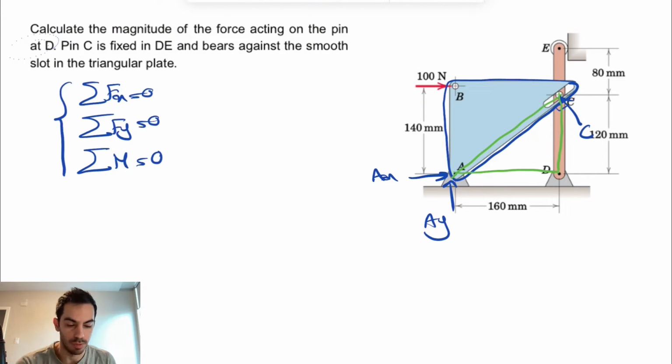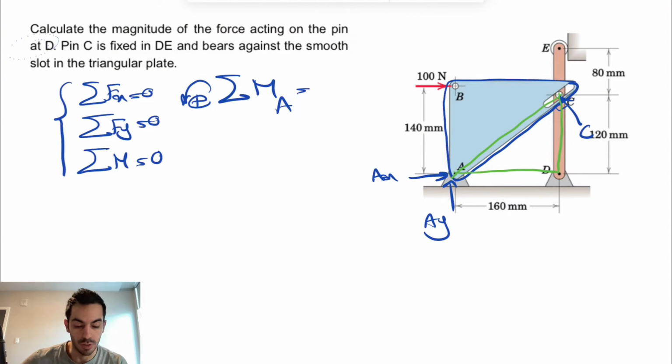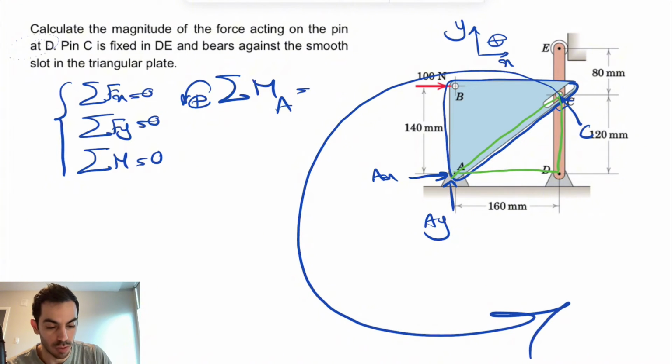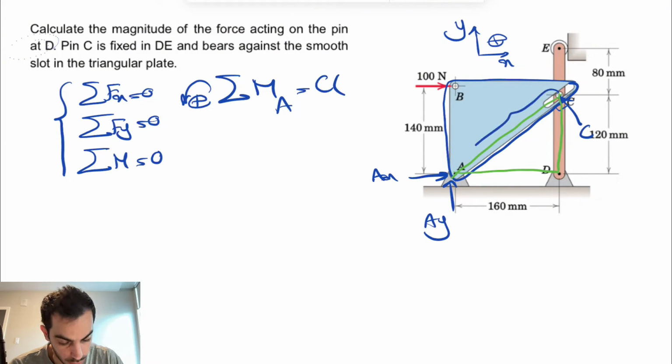So these are the three equilibrium equations, and we are going to do the moment equation about point A for the right triangle that we have in here. That way we can get rid of Ax and Ay. I'm just going to show our x and y axes here, and let's see what we have. So we're gonna have the moment of the force C about A, which is a counterclockwise moment, so it will be positive C times, we're gonna need the hypotenuse of this green right triangle, which one side is 160 and the other side is 120. So the hypotenuse would be 200 if we just do a quick Pythagorean theorem.